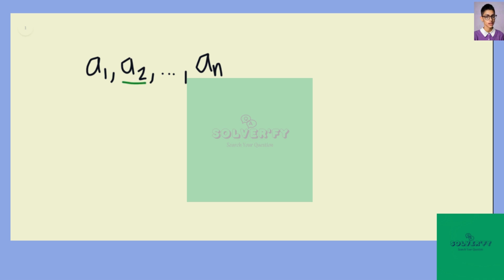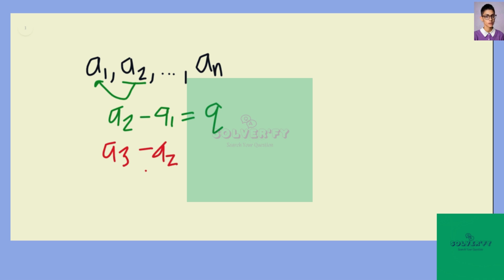starting at the second element, we're gonna subtract the first. We're gonna find out what A2 minus A1 is. That'll give us some value. And then we're going to say, okay, well, what is A3 minus A2, all the way up to An minus A(n-1)? And these are all going to give us some sort of value.